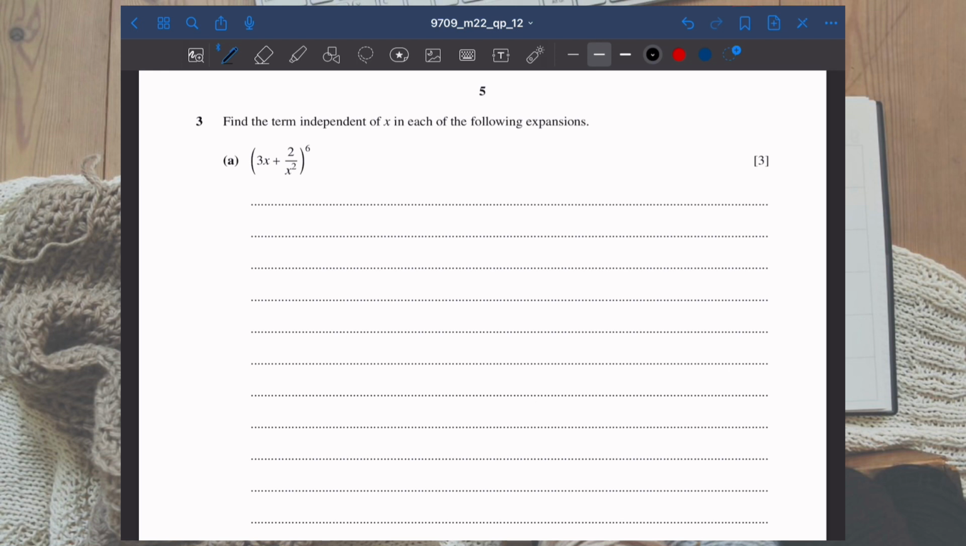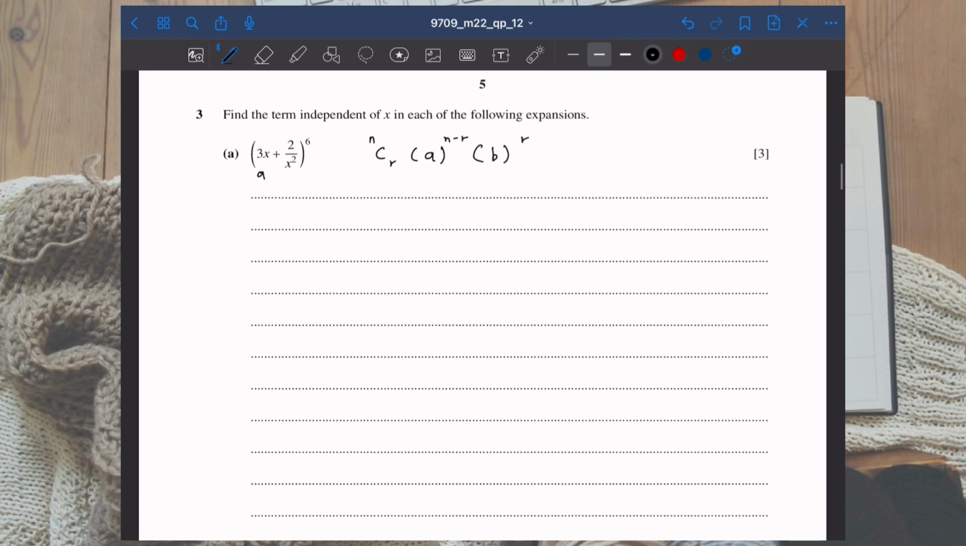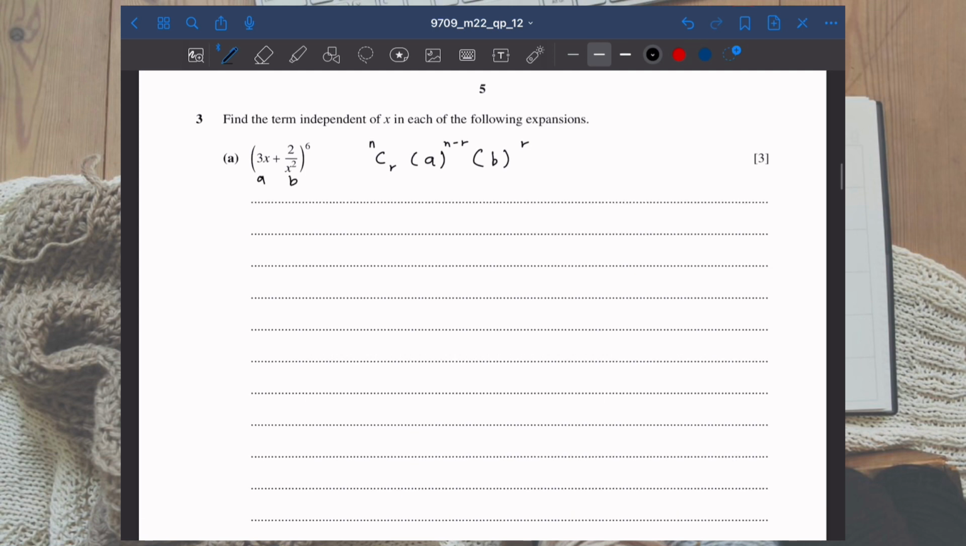Question 3. Find the term independent of x in each of the following expansions. Part A, we are given (3x + 2/x²) all to the power 6. To find any term in a binomial expansion, the general formula is nCr, or n choose r, times a^(n−r) times b^r. In this case, our a is 3x and our b is 2 over x squared.